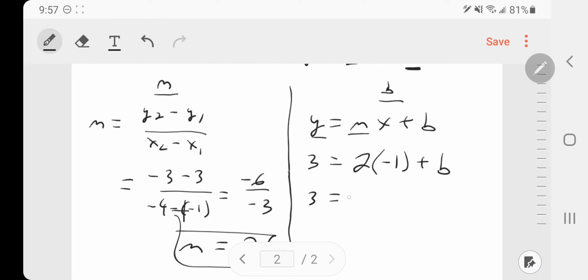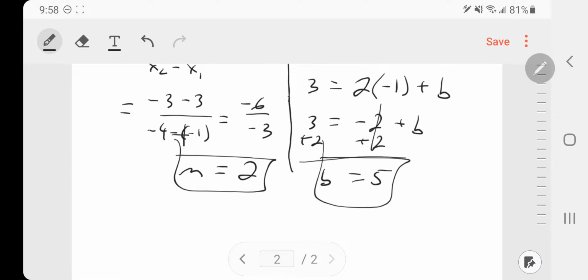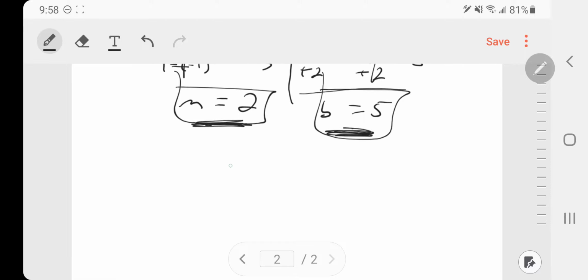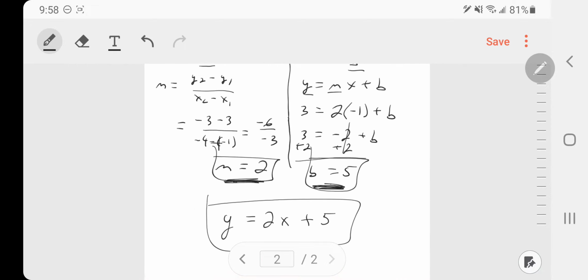Let's go ahead and solve this. 3 equals 2 times -1, which is -2, plus b. Add 2 on both sides, cross that out, and I get b equals 5. Well, here we go. I have the 2 pieces of information I need. I have my m, I have my b, so now let's write this in slope-intercept form. y equals 2x plus 5. That's my m, that's my b, and we plug them right into the slope-intercept formula.